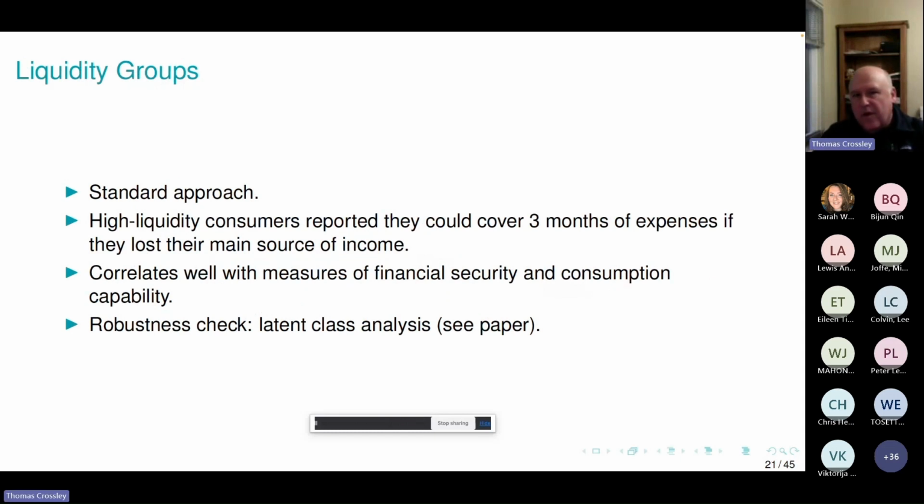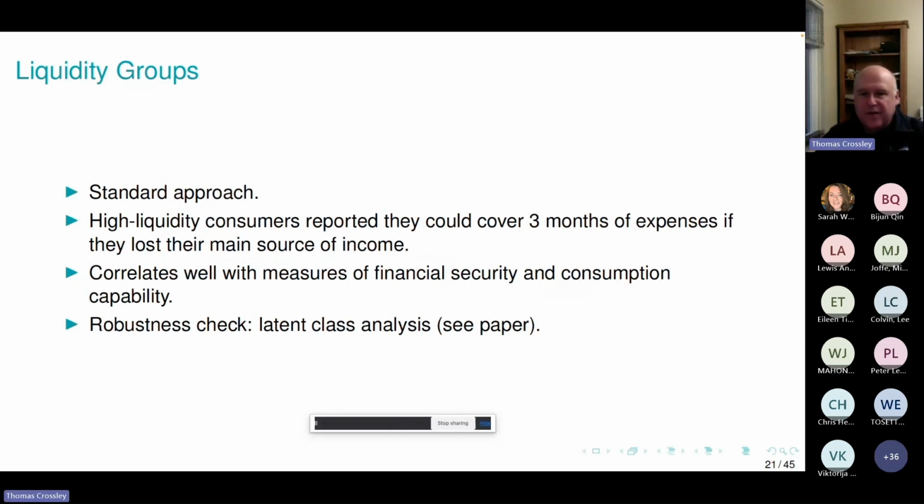Okay. So as I explained previously, the key puzzles that we're interested in have to do with high MPCs among high liquidity consumers and low MPCs among low liquidity consumers. And so we had to assign respondents to high and low liquidity groups. We take a very standard approach here. One of the financial circumstances questions asks if they have resources to cover 3 months of expenses if they lost their main source of income. And if they said yes, they're a high liquidity consumer, and if they said no, they're a low liquidity consumer.